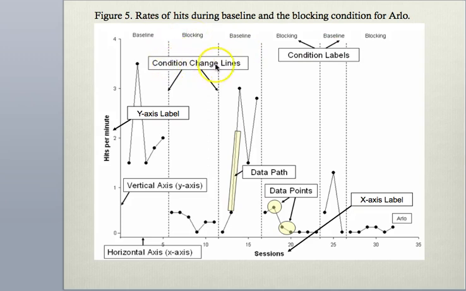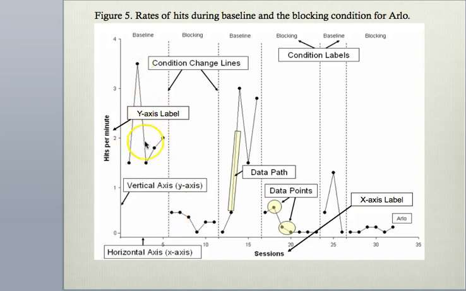Now, when you change from baseline 1 to the blocking 1 condition, we put in something called a condition change label or line. It's a dotted line that runs between the last data point of baseline and the first data point of the blocking treatment condition. You'll note that the data points between the end of baseline and the beginning of blocking are not connected. That's because the conditions are different, and so these data points are not really related to each other.